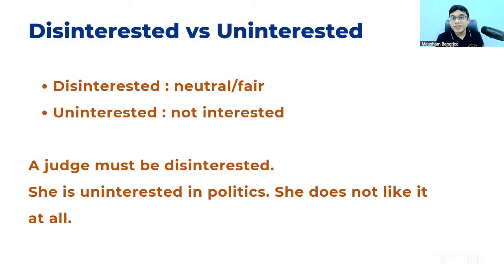Quick recap. Disinterested, you are neutral. Uninterested, you really don't like something. That's the major difference, so keep this in mind. You can write some sentences or you can comment below with any sentence of your choice with either of these words or both of these words, disinterested versus uninterested.